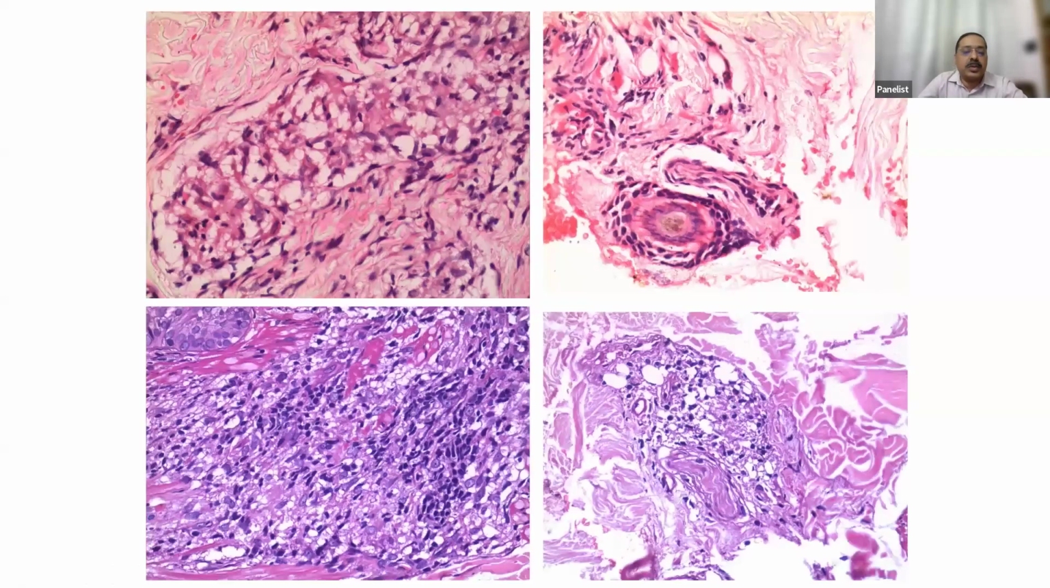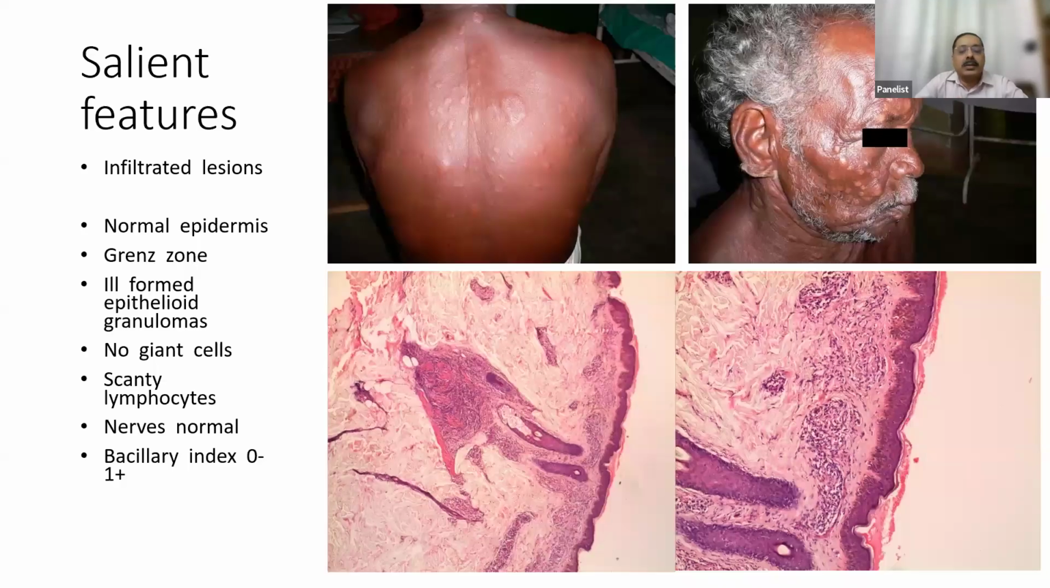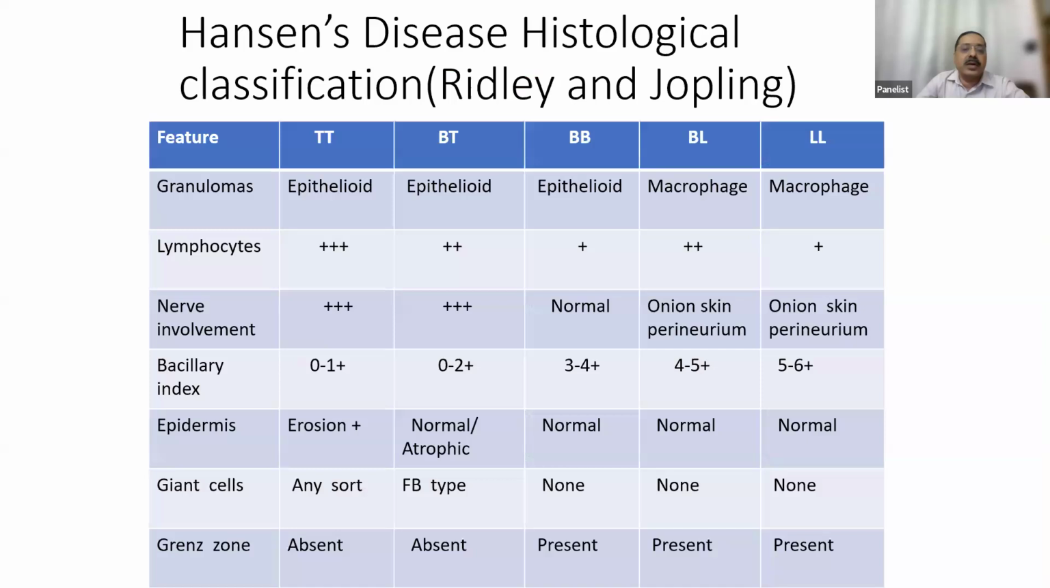So this is a close-up of that histopathology. Wade-Fite staining is naturally done because we are thinking of lepromatous. So very minimal. Now you have the salient features: normal epidermis, a Grenz zone, ill-formed epithelioid granulomas, no giant cells, scanty lymphocytes, nerves are normal, and bacillary index is only 0 to 1 plus, which is quite surprising with such a gross infiltration.